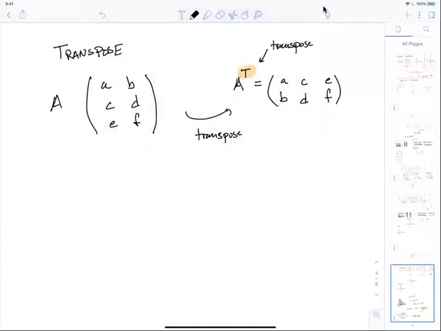So now that we have matrix products, matrix sums, matrix vector sums, and inverses, we can talk a lot about the arithmetic properties. So what are properties of matrix arithmetic?